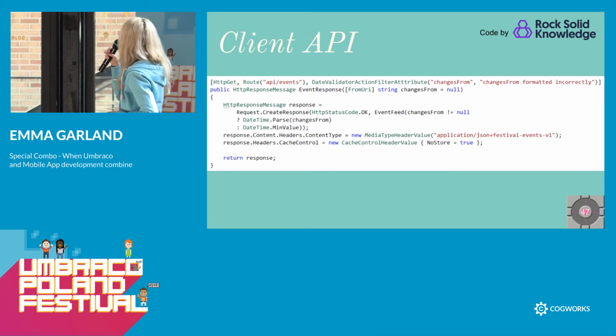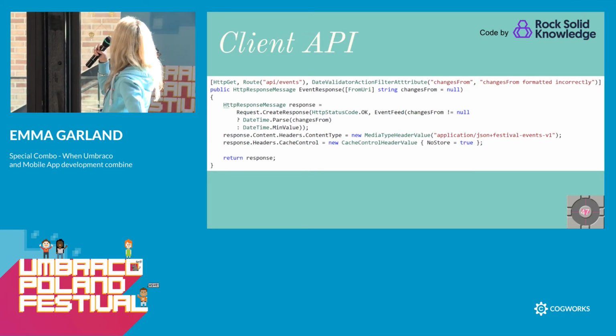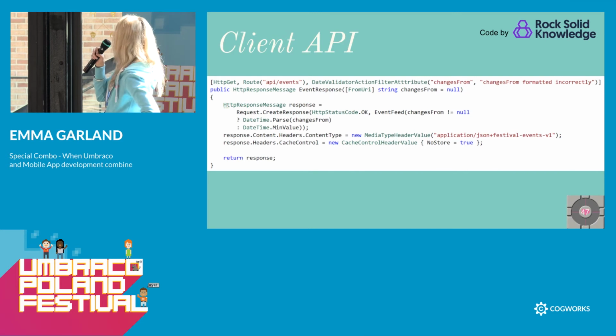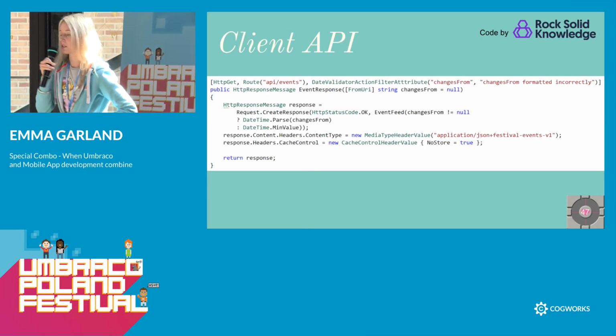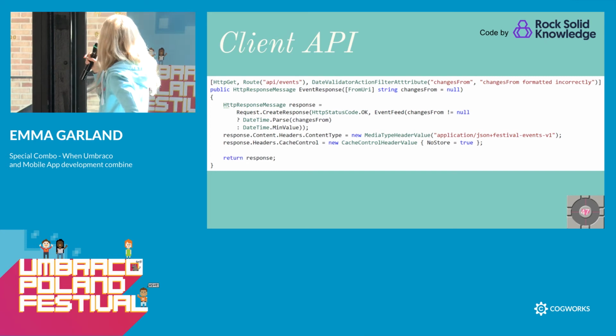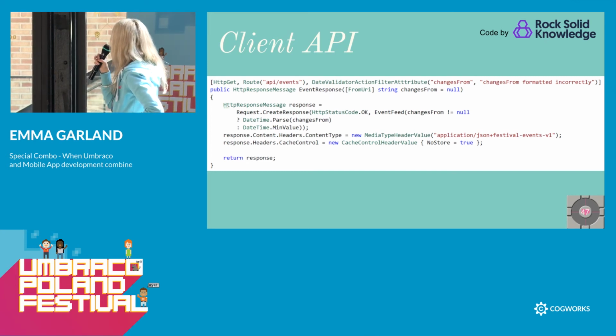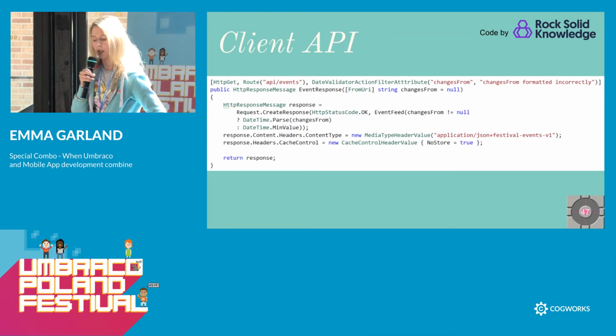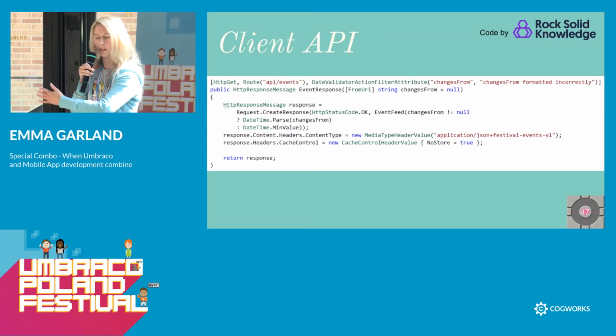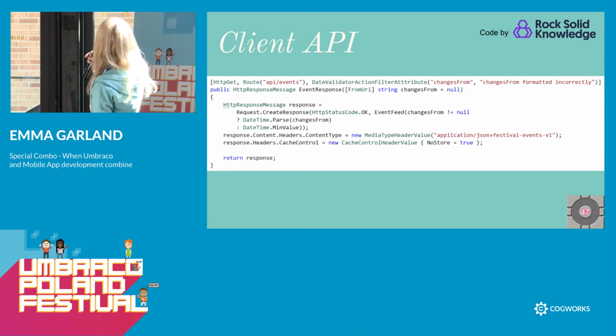And our actual HTTP API call was this events response. So we just created a HTTP response message, and we just tried to get the events feed from a certain date time, because we don't want all the events all the time. We only needed some from the last time the application called this.